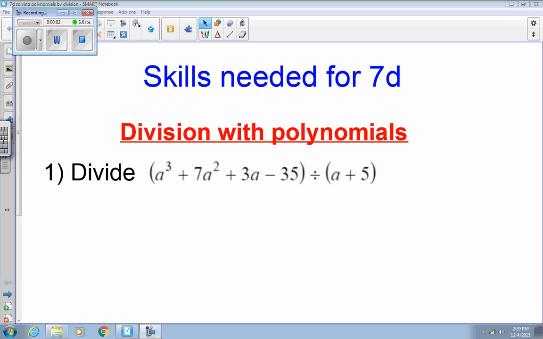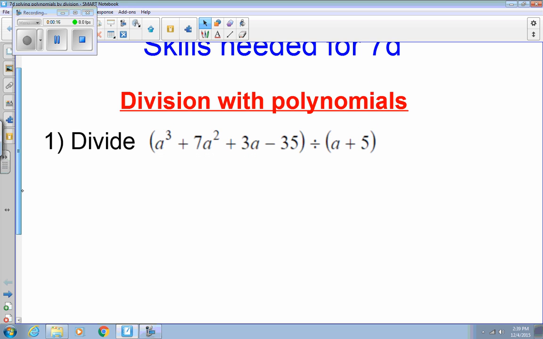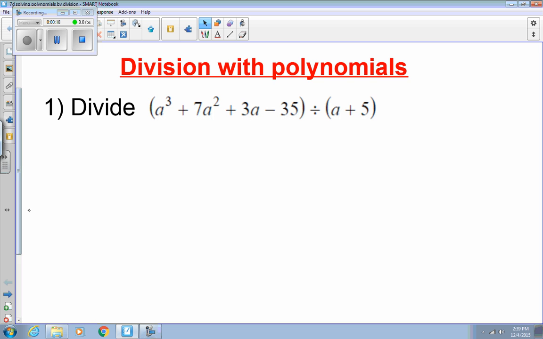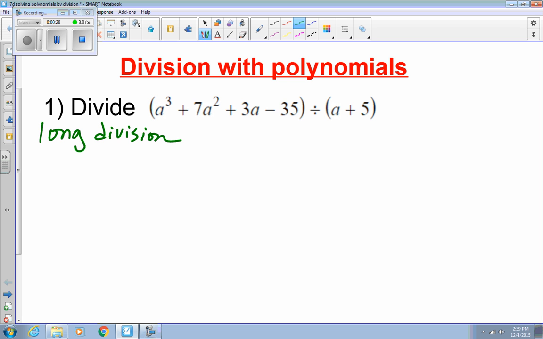Okay, 7D notes. You're going to have to do division with polynomials. It's called long division. This is a skill that you're going to need for 7D. It's not totally 7D, it's just a skill that's needed for 7D. So we have to divide the polynomials. This is called long division. So let's get started.